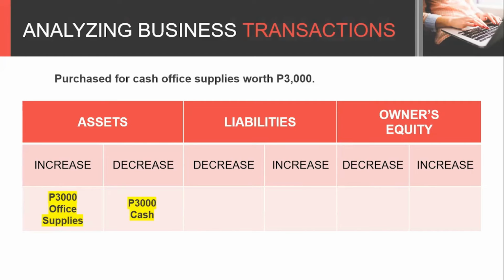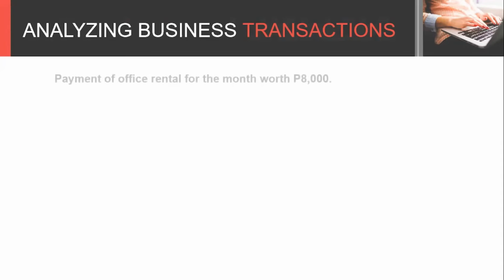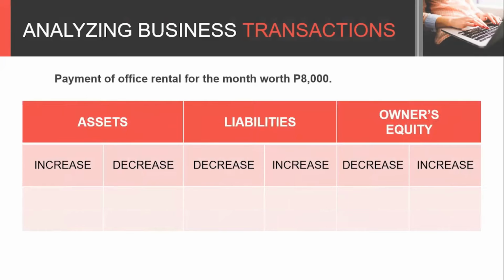And now, let us move on to our next example. Payment of office rental for the month worth 8,000 pesos. The specific accounts that are affected in this transaction are rent expense and cash. In this transaction, it has no effect when it comes to liabilities. The cash will decrease because it was stated that office rental was paid with cash. And equity will also decrease because there was a net loss.